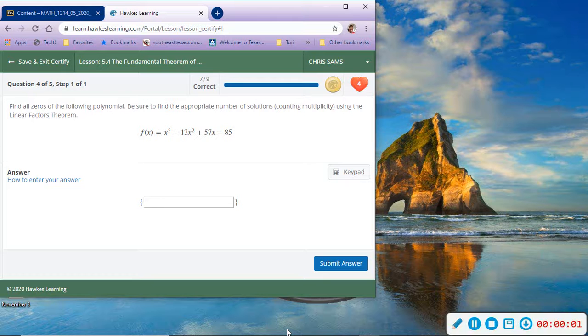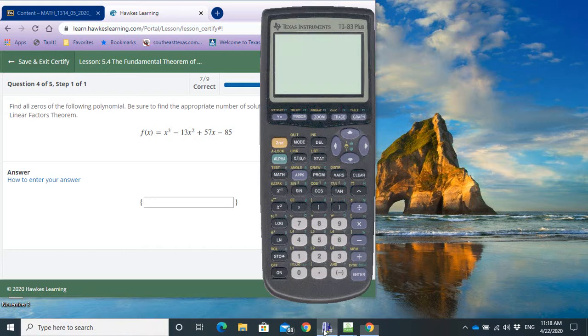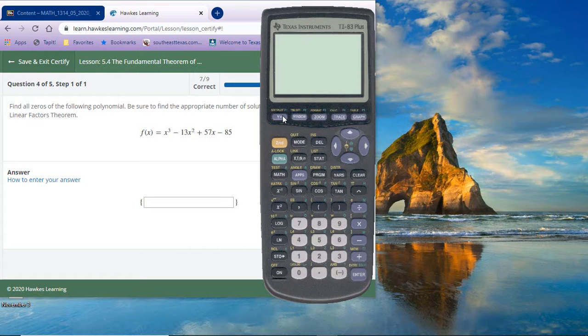Alright, number 3, this is another one where we're going to find the zeros, counting multiplicity. So what we're going to do is start out by graphing it. I'm going back to my calculator, go to Zoom, and do 6 to change it back, because when I zoom in it changes the view. Now I'm going to go to Y equals, clear out the one that I previously graphed, and graph this new one.